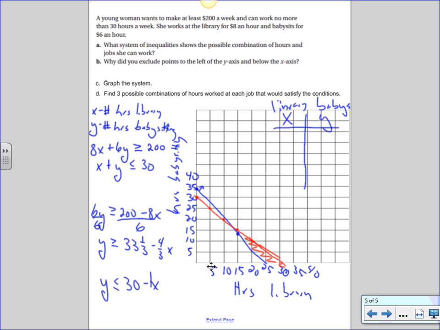Okay, so what are some possible combinations? Well, I could work 25 hours at the library, and I could work 5 hours as a babysitter. I could work 25 hours at the library and no hours as a babysitter. Okay, I could also work 30 hours at the library, or I could work 20 hours at the library and 10 hours babysitting. Okay, so those are some possible combinations. Okay, hopefully this makes sense.